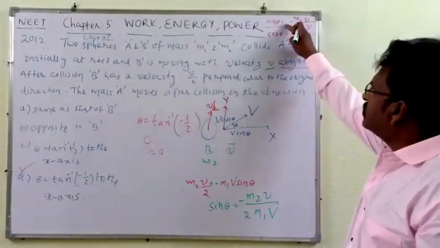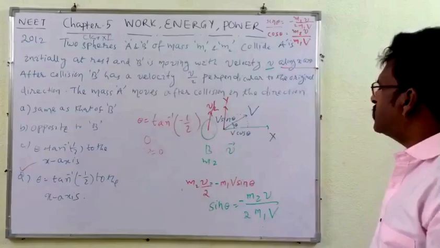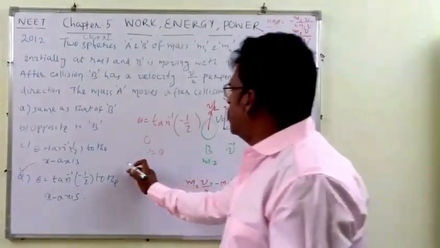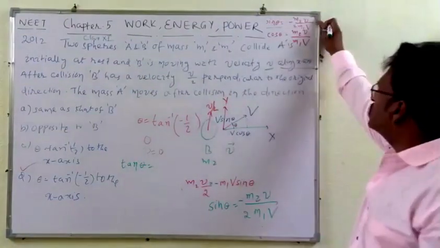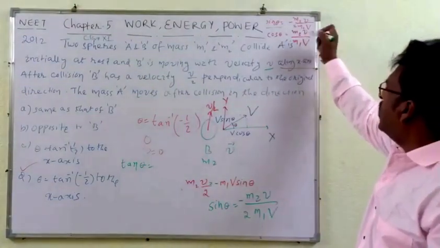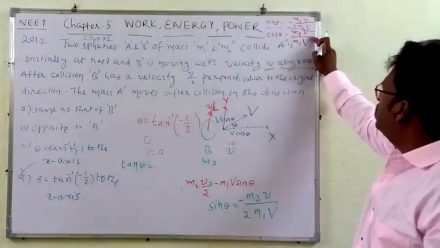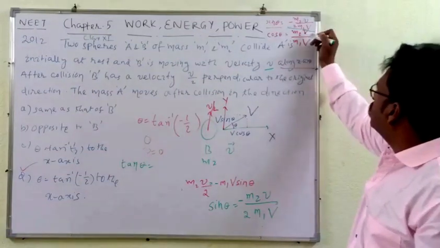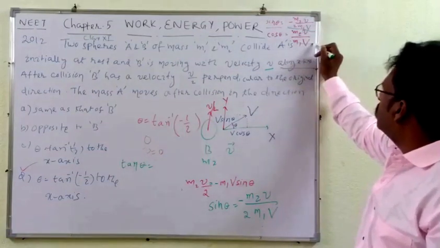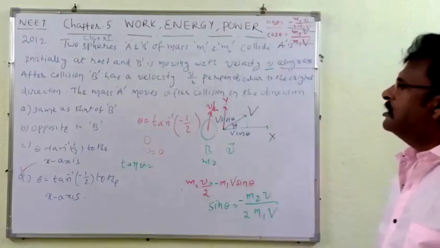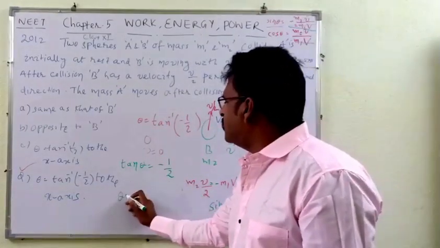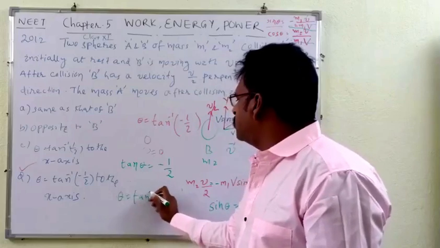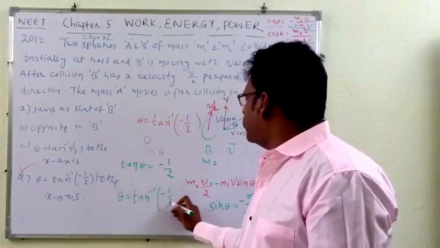So what will be tan theta, students? Tan theta is sin theta by cos theta. Let us write here tan theta. Tan theta will be equal to minus m2 v by twice m1 v divided by m2 v by m1 v. This m2 v cancels, m1 v cancels. Simply this will be minus 1 by 2. Okay, students. So what will be theta? Theta will be tan inverse minus 1 by 2.